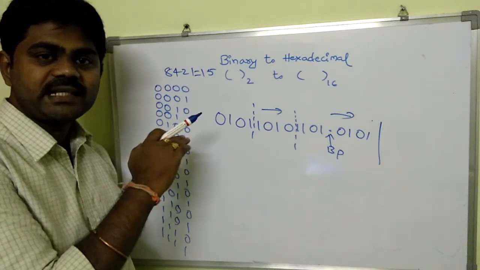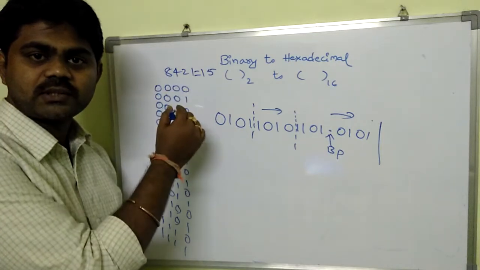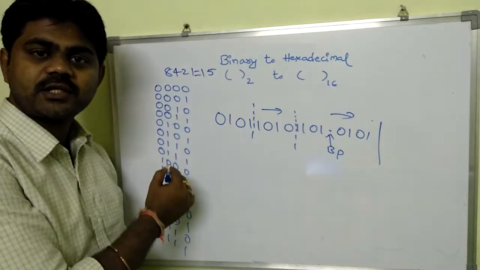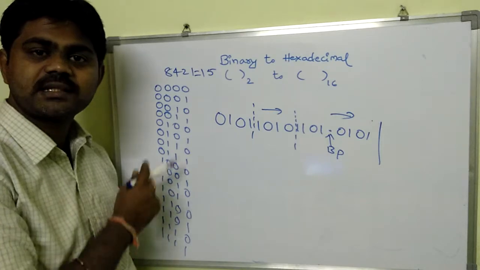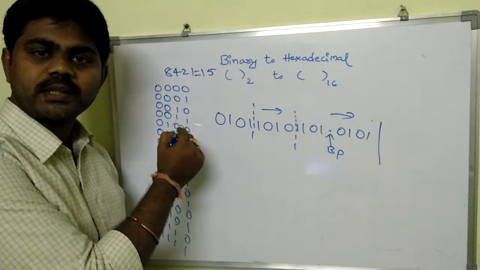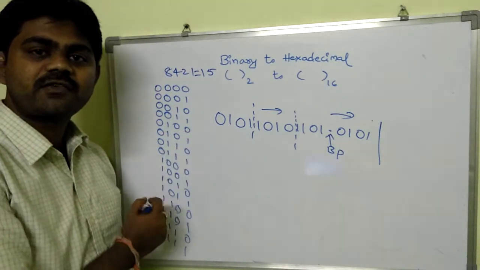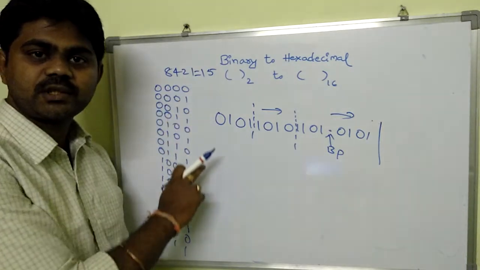Half of 8 is 4. So 4 zeros, 4 ones, 4 zeros, 4 ones. Half of 4 is 2. 2 zeros, 2 ones, 2 zeros, 2 ones. And half of 2 is 1. So 0, 1, 0, 1, 0, 1, 0, 1.